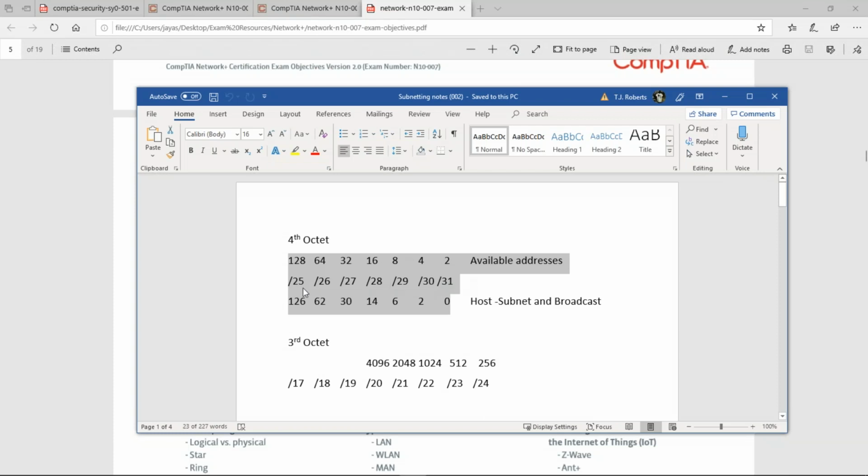So just put this chart at the top, and if they say, oh, the marketing department needs 100 devices, which slash are you going to use? Well, I'm just going to count here, right? Which one is going to give me 100? Slash 25, okay? And then move on, right? This way, you're not wasting a lot of time trying to figure it out. Just use a chart for now.